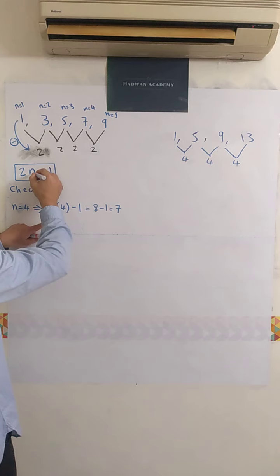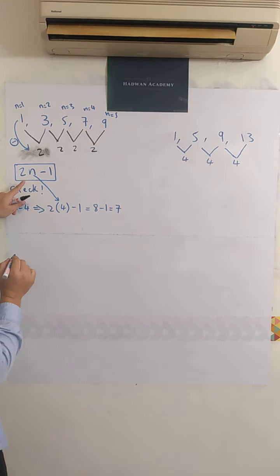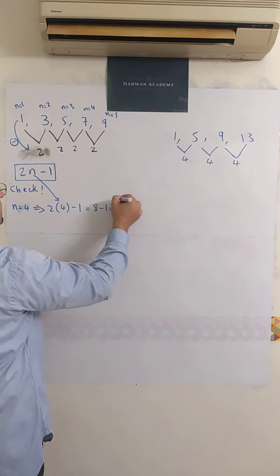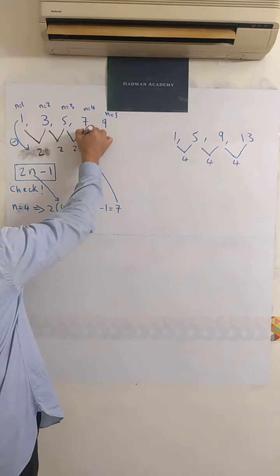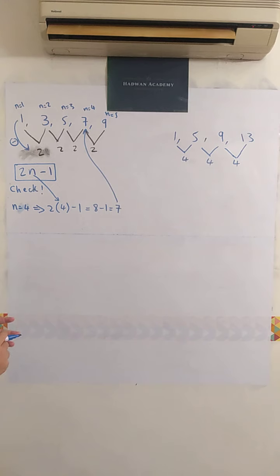8 minus 1 gives me 7. So if you want to know, this 4 here, this n comes from here, just substitute and I get the number 7, which is here. This is the number 7. I hope you understand.